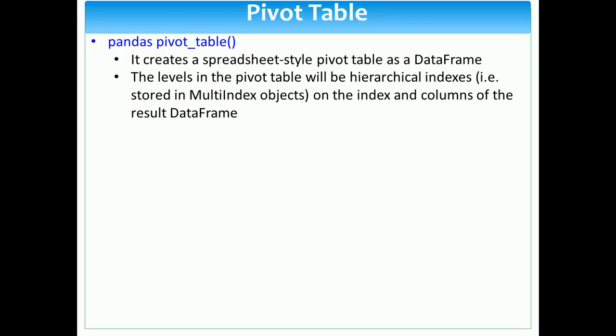So, pivot table. There is support for pivot table in pandas. Essentially it's going to create a spreadsheet style pivot table as a data frame. That is what I was trying to show you when I created an average and all that. It creates a spreadsheet style pivot table, and the labels in the pivot table will be hierarchical. That means if you have multi-index objects, they can be one below another, based on the index and the columns of the result data frame.